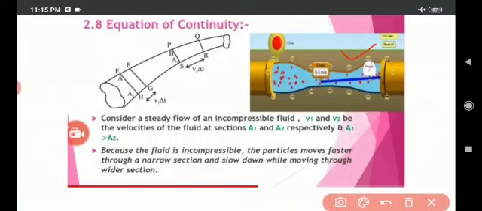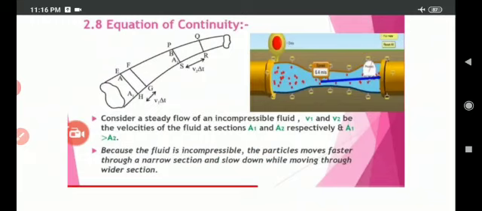In this pipe, at some point the diameter is less and at some point the diameter is greater. When the diameter changes and the pipe is contracted, the velocity of particles in the liquid increases. Then when the diameter becomes wider, the velocity of the particles decreases. Then consider the steady flow of incompressible fluid.